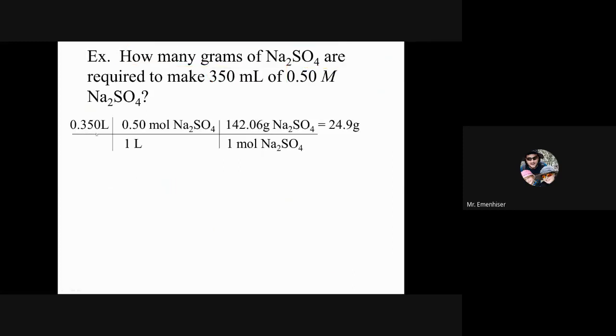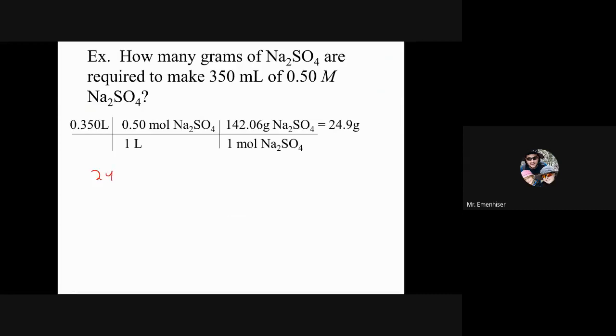So let's see how this works out. I got 0.35 liters times the molarity times the molar mass, and I get 24.9 grams. So 24.9 grams of sodium sulfate would be required. So what does that mean? If I take 24.9 grams of sodium sulfate solid, I go to the chemical storage and I grab a bottle of this stuff. It's going to be a white solid. I take that, I measure it. I need to measure 24.9 grams.